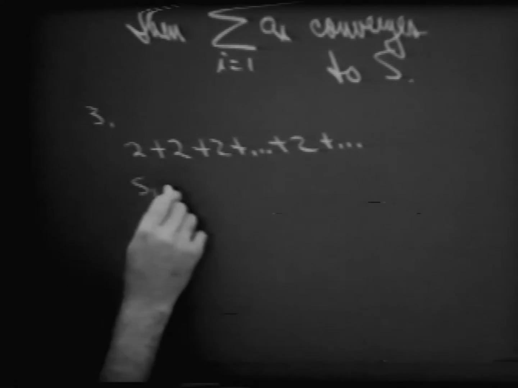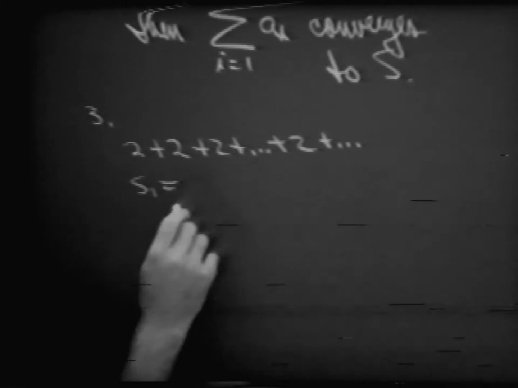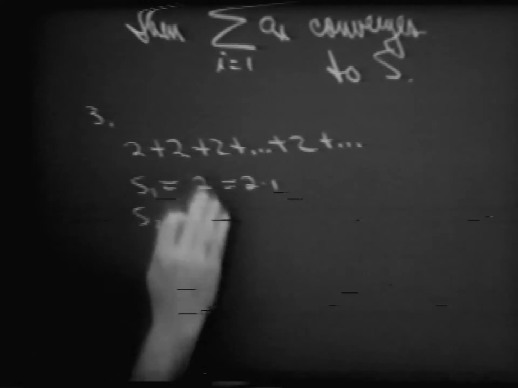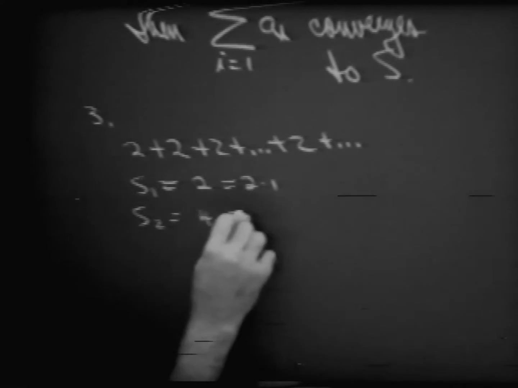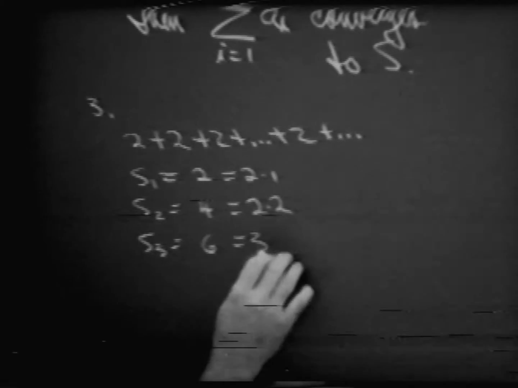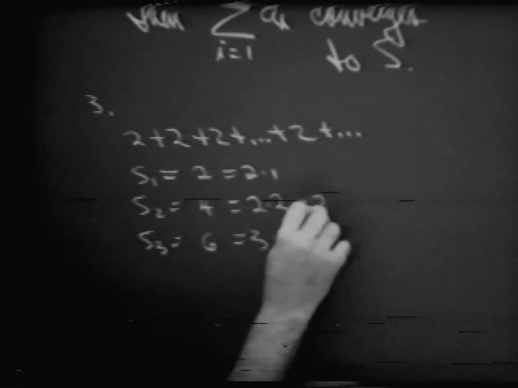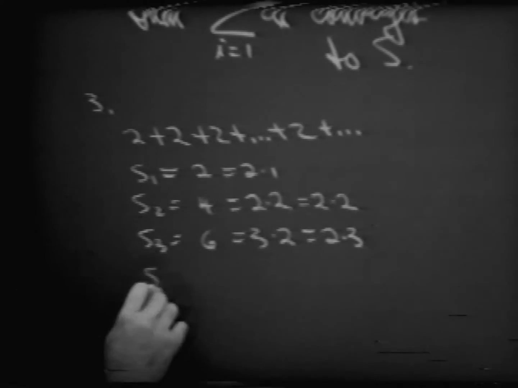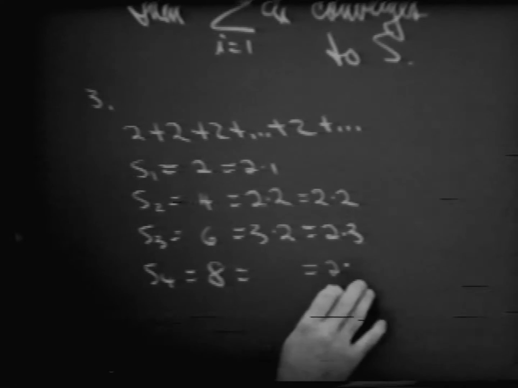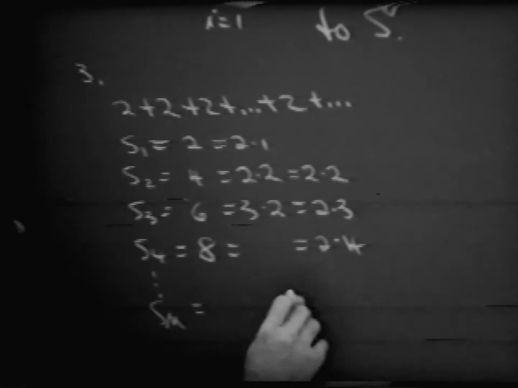The corresponding sequence that we can form, the sequence of partial sums: S sub 1 is equal to what number? 2, which in fact, let me just write as 2 times 1. S sub 2 is, we know, the sum of the first two terms, 4, which I may write as 2 times 2. S sub 3 is 6, which we may write as 2 times 3. S sub 4 then we know is 8, which I may write as 2 times 4. And continuing this on down to some S sub n, I may write S sub n as equal to 2 times n.